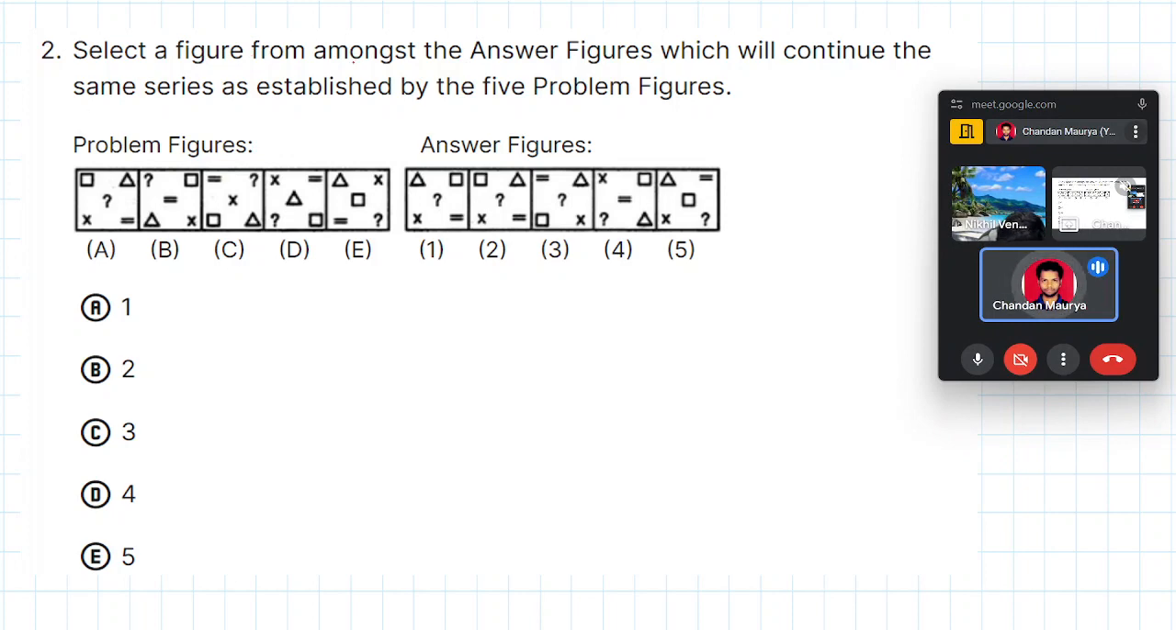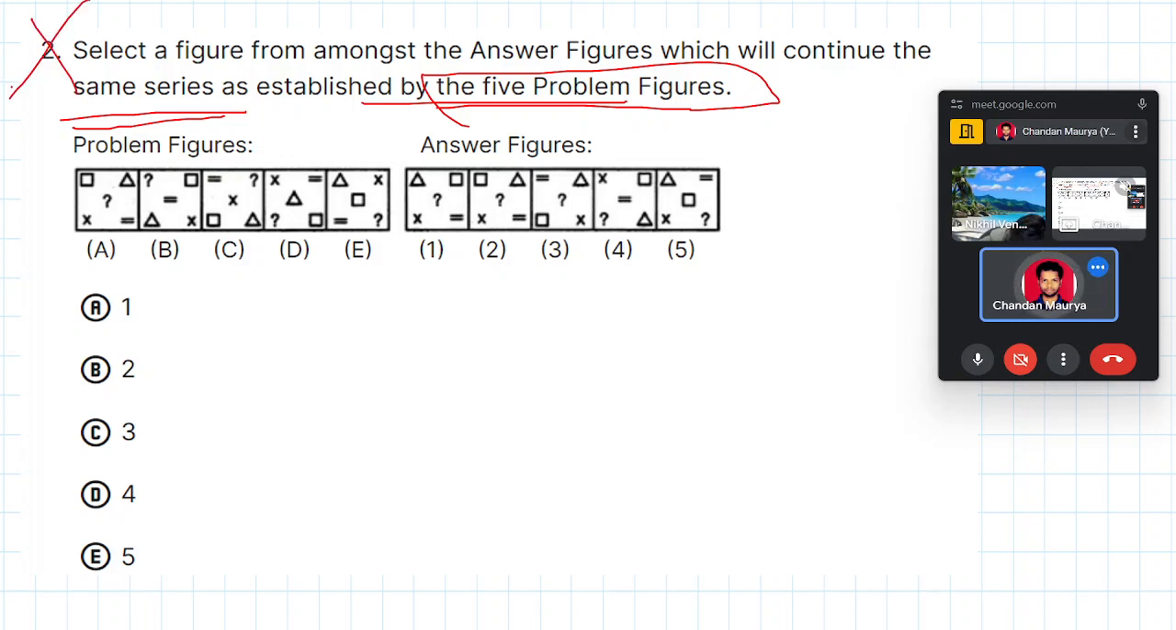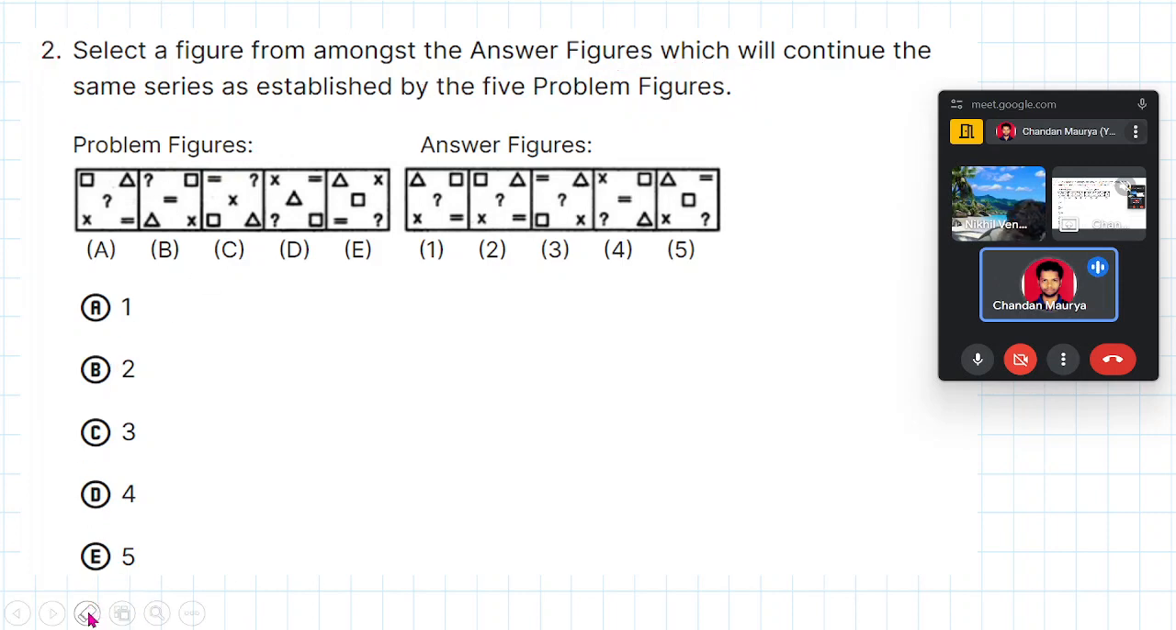Now see. Select a figure from amongst the answer figure which will continue the same series as established by the five problem figures. So this is the same again, and we will not be reading this. Let's talk about this. You have to find some pattern.